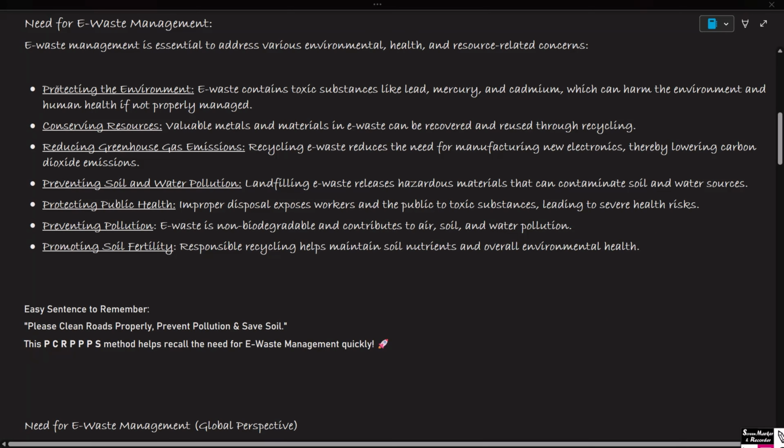The sentence to remember these 7 points is like a mnemonic: please clean roads properly, prevent pollution and save soil. So take out the first letter from every word, you will get PCR, PPPS, which stands for protecting the environment, conserving resources, reducing greenhouse gas emission, preventing soil and water pollution, protecting public health, preventing pollution, promoting soil fertility.